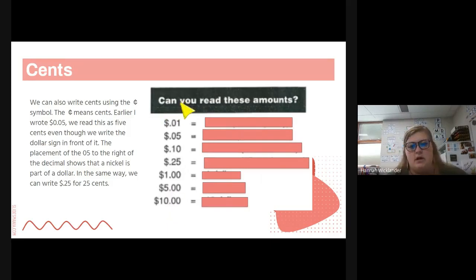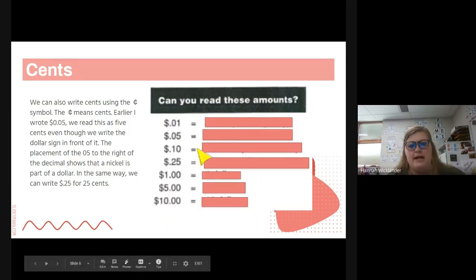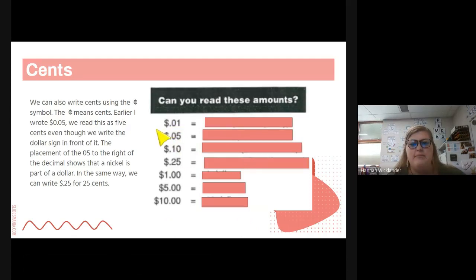So over here, it has all these different values. So you're going to tell me kind of what it means. So the $.01, what does that mean? What does it equal? Is it a penny, a nickel, a dime, or a quarter? One penny. Good job, Juan. Yes, it's 1 cent or 1 penny. And then the .05, is that nickel, dime, or a quarter?